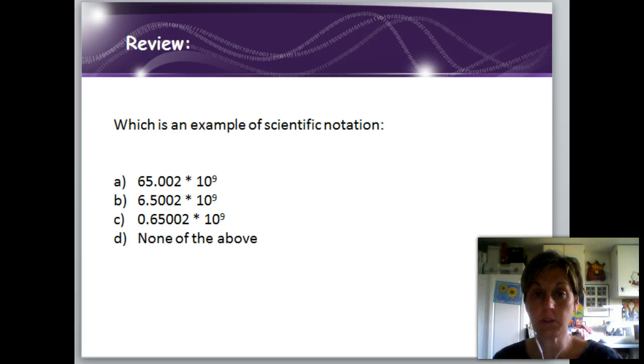Alrighty, so let's review a little bit from last time. What I'd like you to do is pause and select an answer, and then I will reveal the answer for you. Which is an example of scientific notation? The correct answer would be B. Remember that with scientific notation it has to be between 1 and 9.